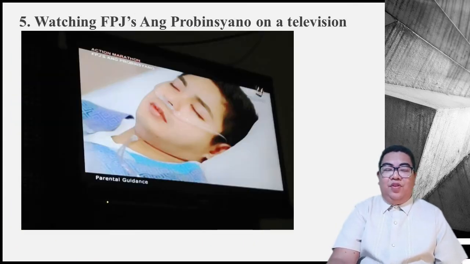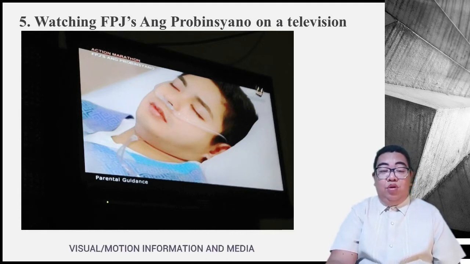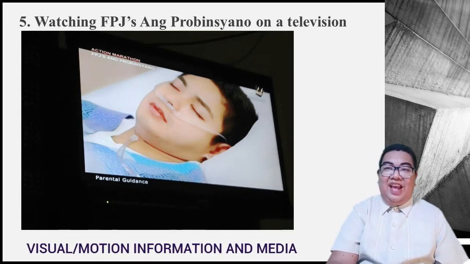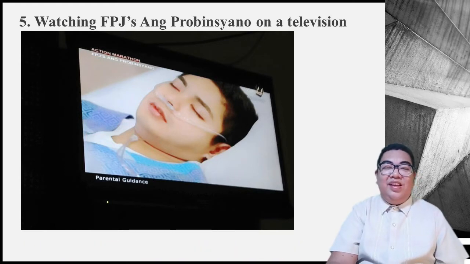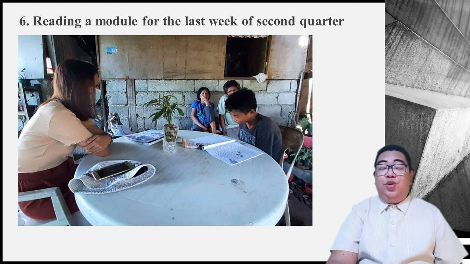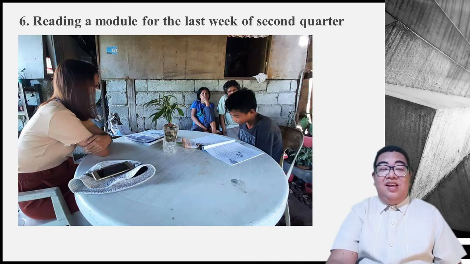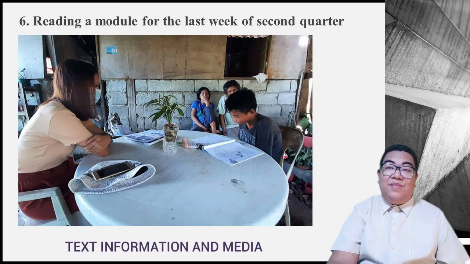Number 5. Who's watching this? Watching FPJ's Ang Probinsyano on a television. What do you think is your answer? Okay, the answer is visual or motion information and media. That's correct. Number 6. Reading a module for the last week of second quarter. What do you think is your answer? Okay, the answer is text information and media.